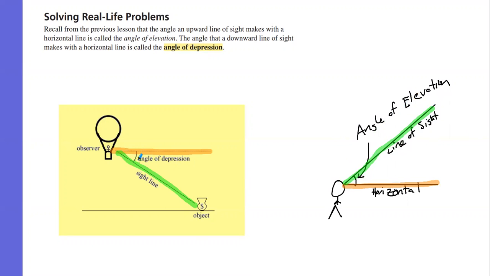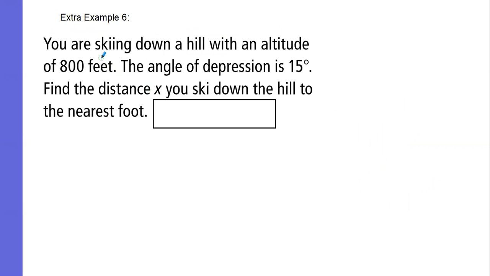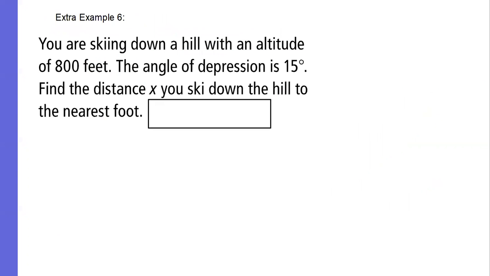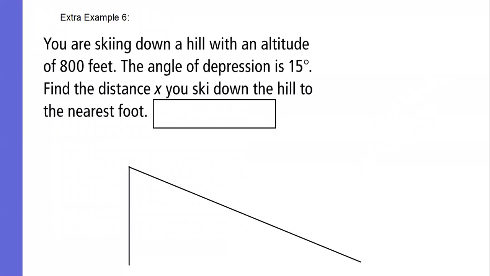Now, let's take a look at an actual example problem here. So it says you are skiing down a hill with an altitude of 800 feet. All right, so let's try to start setting up a little picture here. So I'm going down, definitely skiing down a hill. And I know that my hill has an altitude of 800 feet. So the altitude's like my height here. So let's draw in altitude here. And we know exactly how tall this thing is. Let's label that. So this is 800 feet right here.